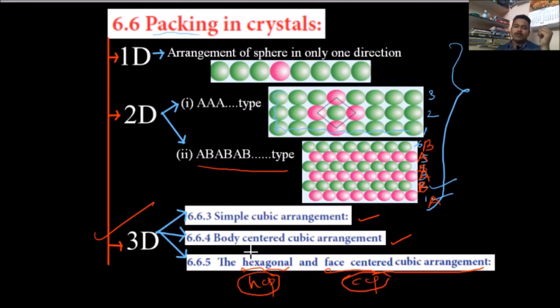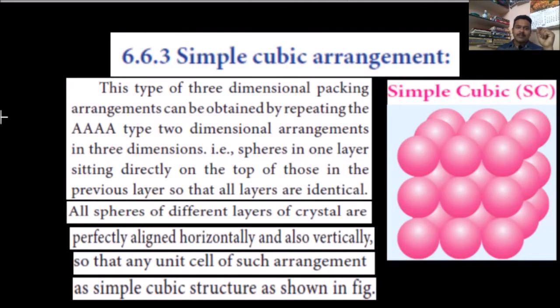Now in this lecture I am going to discuss simple cubic arrangement. Come here. What is this simple cubic arrangement? Very shortly I will discuss first, very clearly. This is three dimensional. By seeing it itself you can see it is three dimensional. There is a layer. This is the first layer, this is the second layer, and this is the third layer.